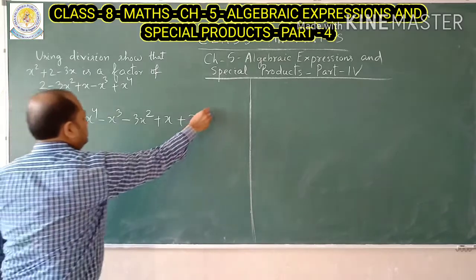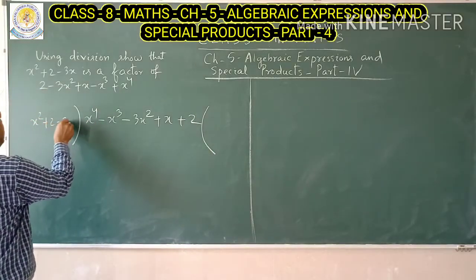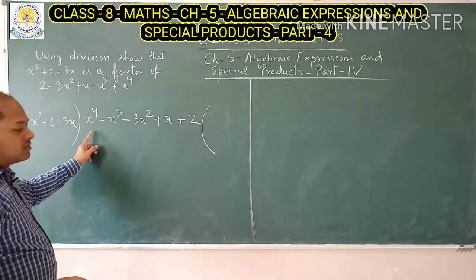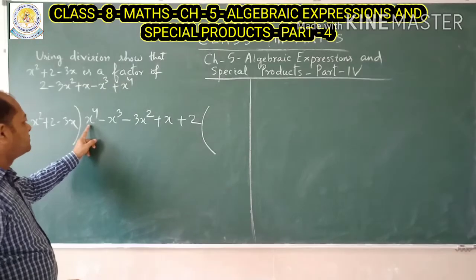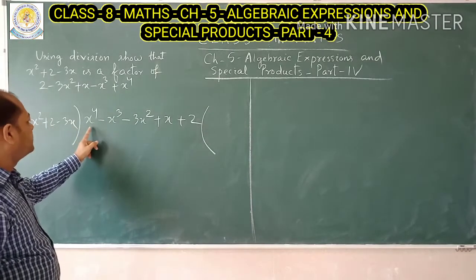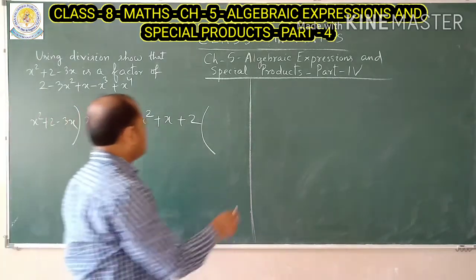Now divide. The divisor is here: x square plus 2 minus 3x. So the next step is to look at the first term. What is the first term in the dividend? That is x to the power 4. We have to multiply some term with this divisor so that the first term will come x to the power 4. So if I multiply x square, let's multiply.